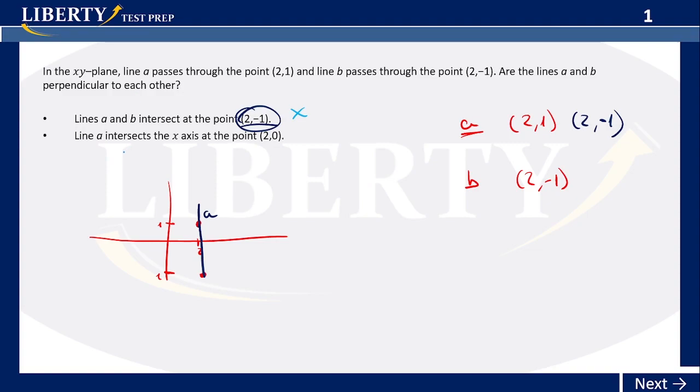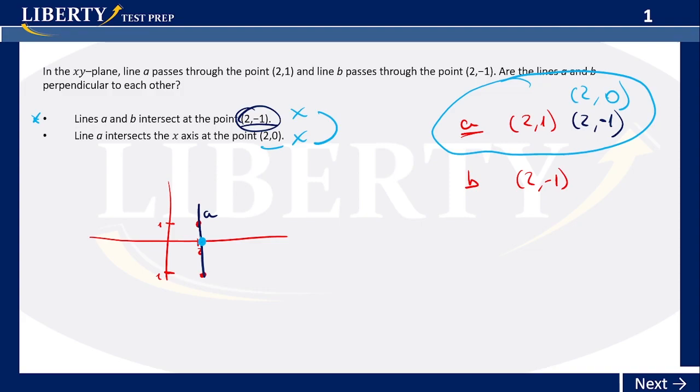Number 2: line A intersects the x-axis at the point (2, 0). If we are just evaluating the second one, we have a second point for line A, which is this point here. If we combine them both, that's not enough, because they tell us nothing about line B. If we combine those two pieces of data, we have 3 points for line A. That's more than enough.